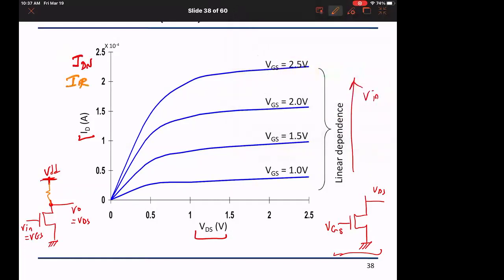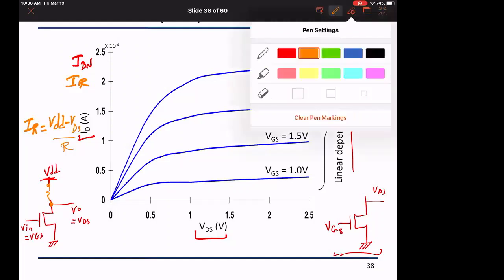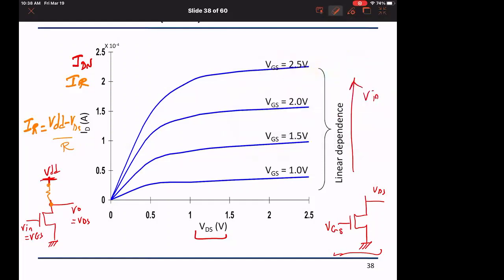What does the IR look like? What is the equation for IR? It's VDD minus what? Minus VO, which is the VDS, over what? Over R, right? So it is VDD minus VO over R, this current, right? Okay, which is VDS. Great. Now let's see, can I draw it on top of this? I have VDS here. I want to draw IR.